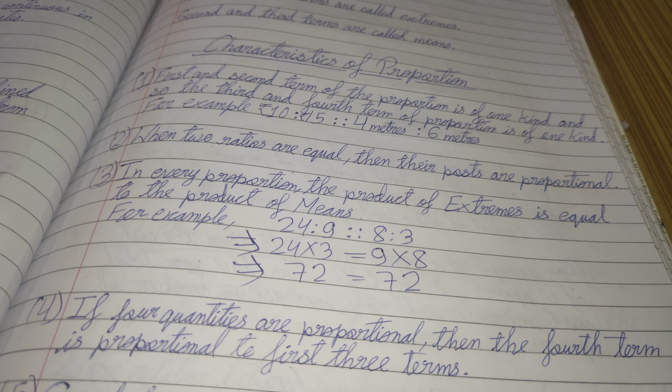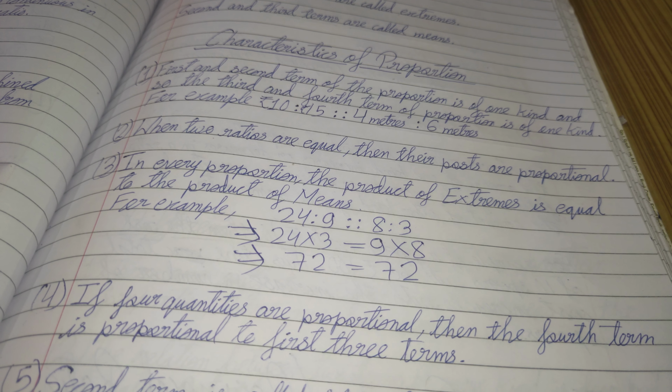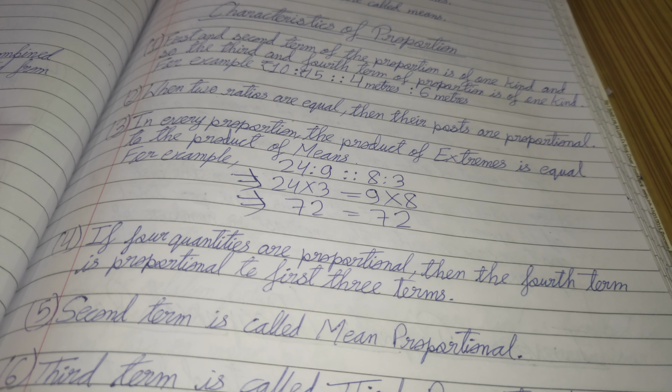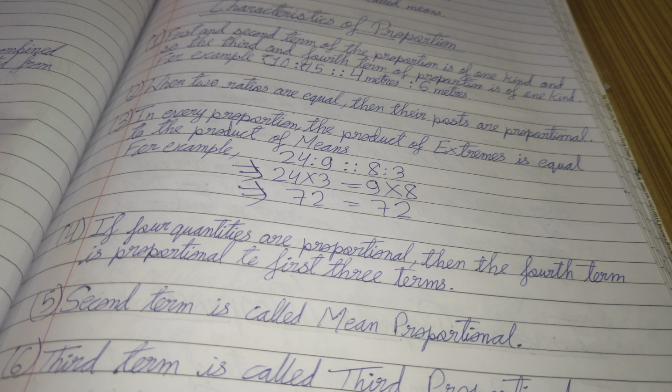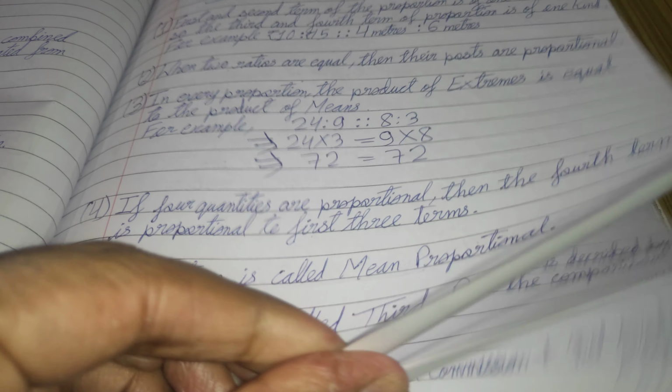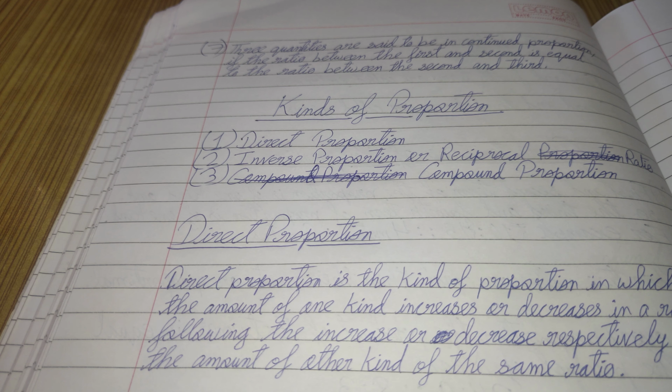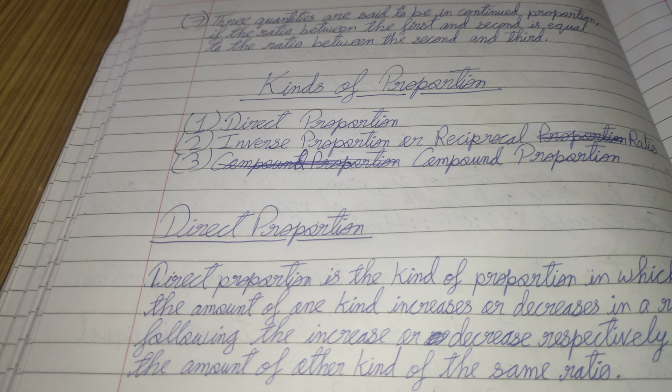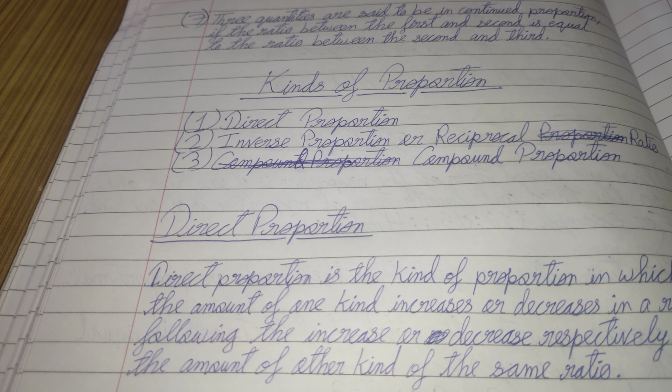If four quantities are proportional, then the fourth term is proportional to the first three terms. The second term is called the mean proportional. The third term is called the third proportional. Three quantities are said to be in continued proportion if the ratio between the first and second is equal to the ratio between the second and third.